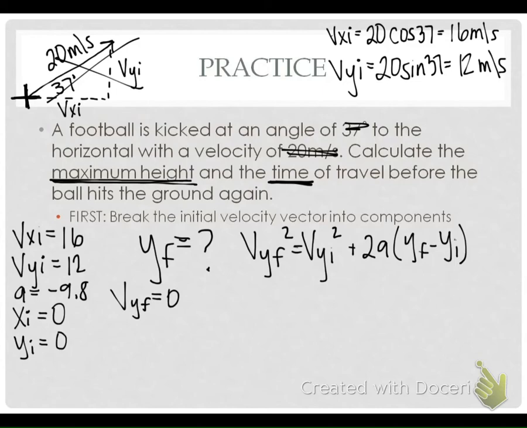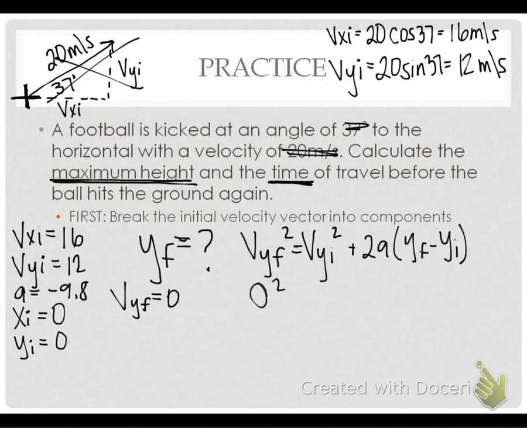Do we understand why this final vertical velocity, v sub yf, is 0? Yeah, kind of, because when you throw something straight up, it's just like when something reaches its peak height, it's going to be 0 there. Exactly.